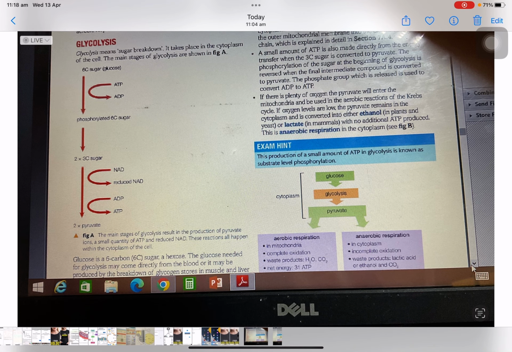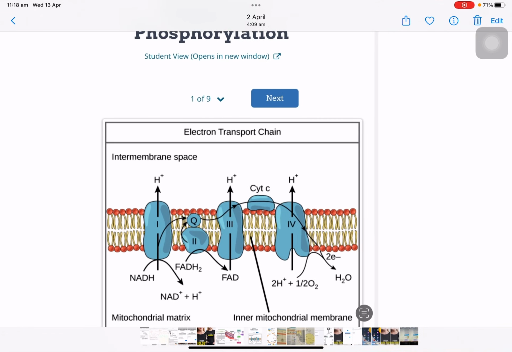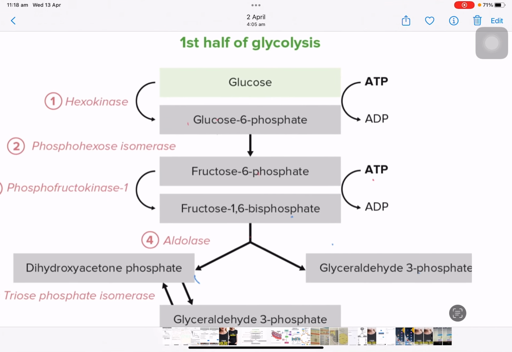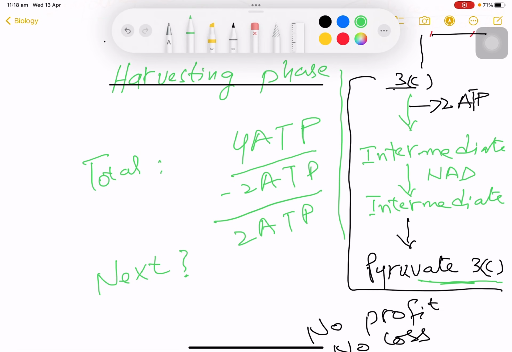If I show you the Cambridge book image, this is the overall view of the Cambridge book. But remember one thing here: these are the chemical names, which are not part of your syllabus, so I'm not going to talk about it.